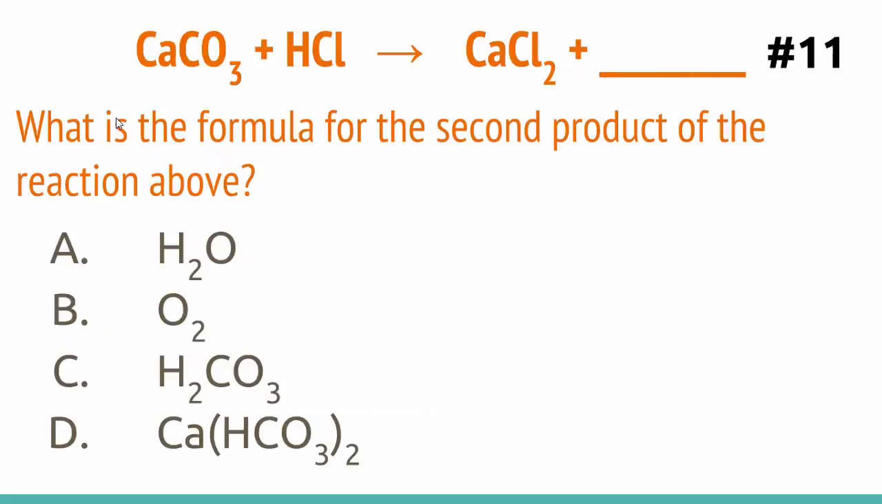On number 11, what is the formula for the second product? Well, what have we got left? We've taken calcium carbonate and hydrochloric acid, which is essentially hydrogen and chloride in ion form, and we've formed calcium chloride. Well, what's left? We should have the other cation there, which is the hydrogen ion, and the other anion, the other negative half, which is missing, that's a carbonate. If we put hydrogen with carbonate, we get carbonic acid, and that's shown as letter C. So in this double replacement reaction, carbonic acid would be the other product.